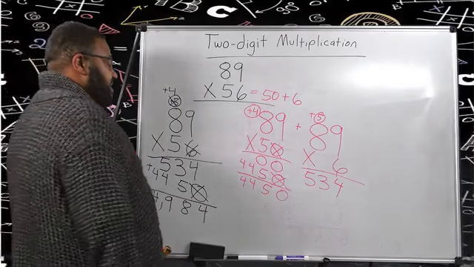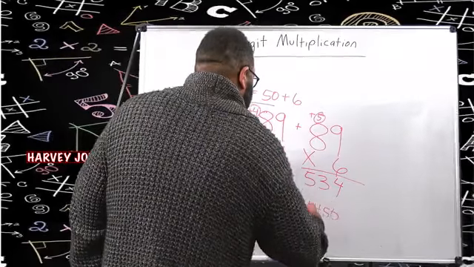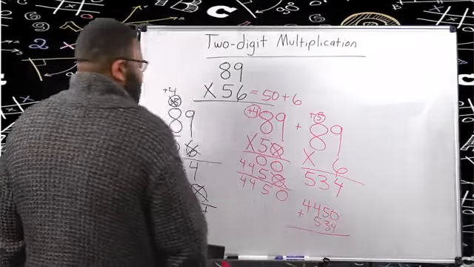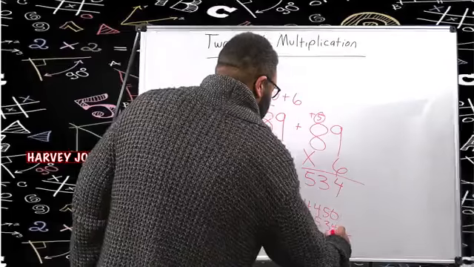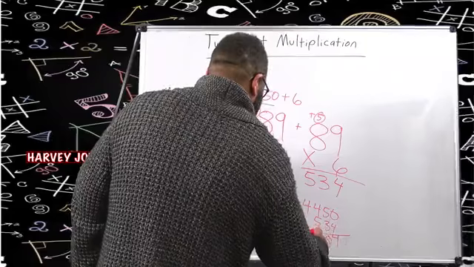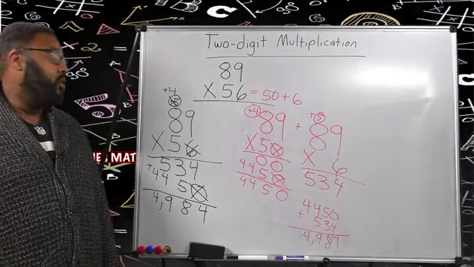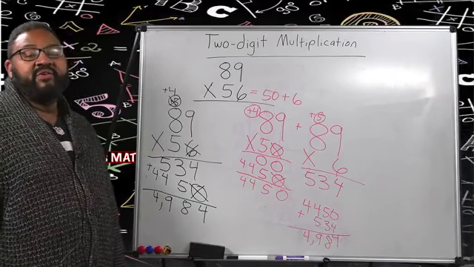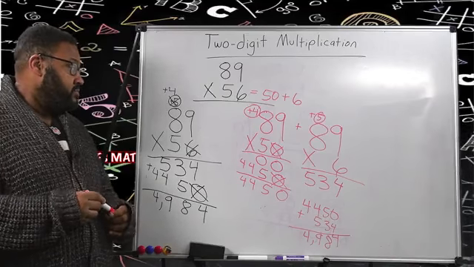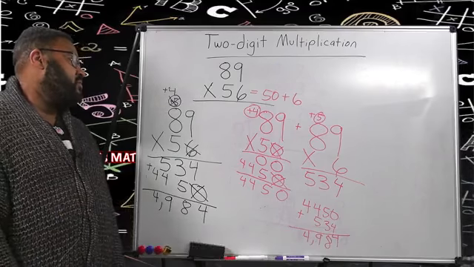So now, guess what I need to do? I need to add these here. 4,450 plus 534. You already know the answer, because this is my check, and I'm going to do one more double check. 4, 9, 8... 4,984. The only difference, they're in different colors. They're the exact same number. Questions or concerns?